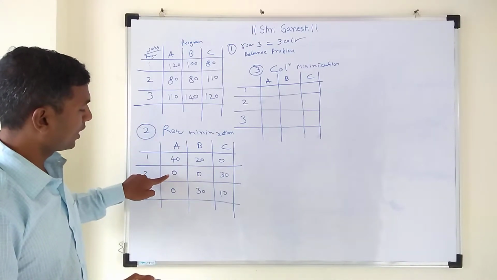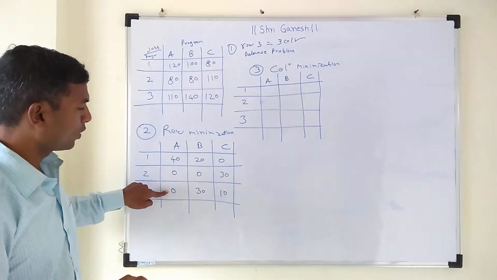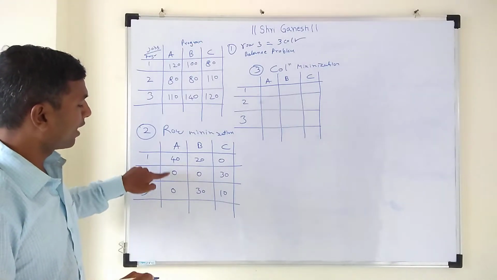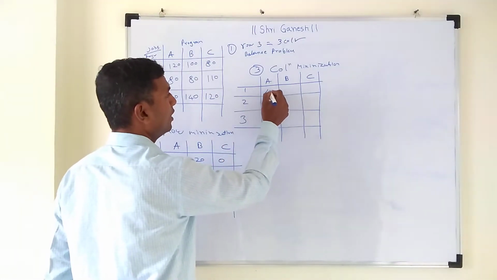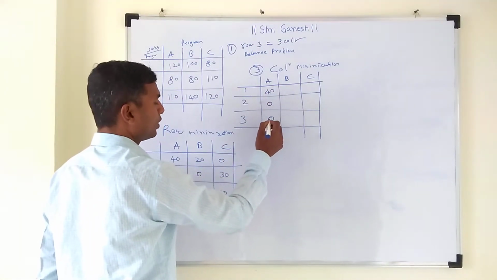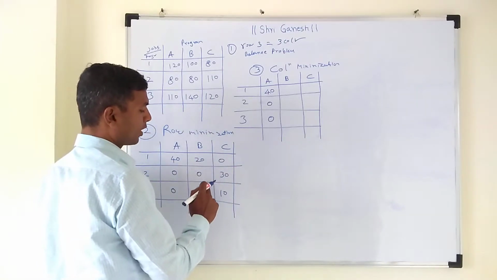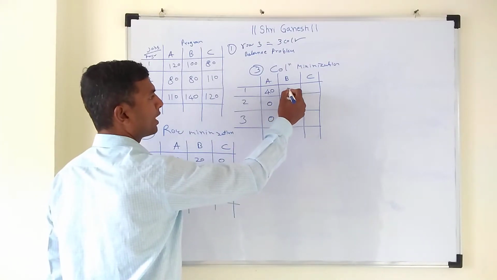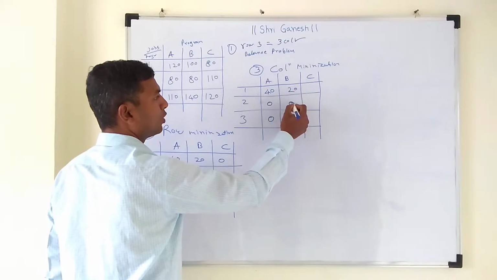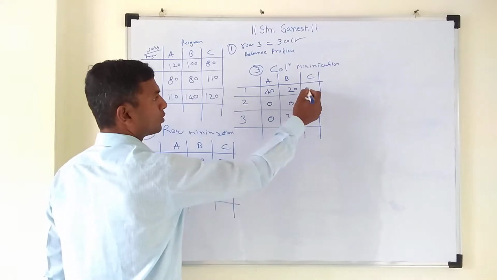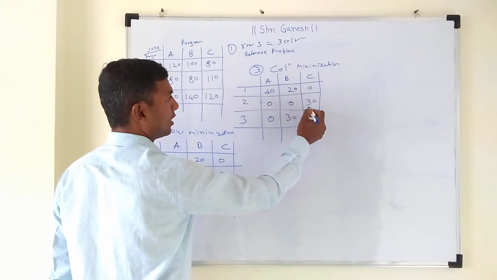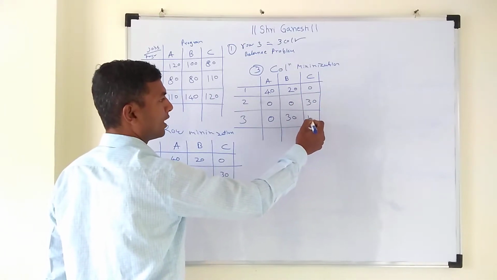So first column: 40, 0, 0. The lowest value is 0. So we subtract that lowest value from all the values. 40 minus 0, 40, 0 minus 0, 0, 0 minus 0, 0. Then in the second column, 0 is the smallest, so 20 minus 0, 20, 0 minus 0, 0, 30 minus 0, 30. Then again here 0, so 0, 30, 30 minus 0, 30, 10 minus 0, 10.